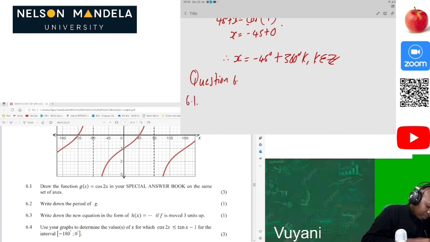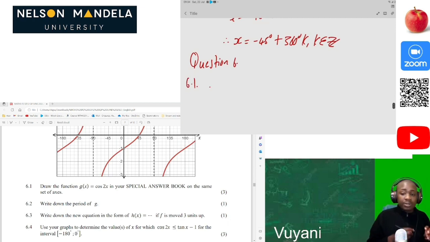So 6.1, we show how to draw it. We say mod, we say 2, then we write our function. It starts from negative 180, it ends at 180. The step is 45. Then bingo, you have your coordinates of the function. Then you plot it.